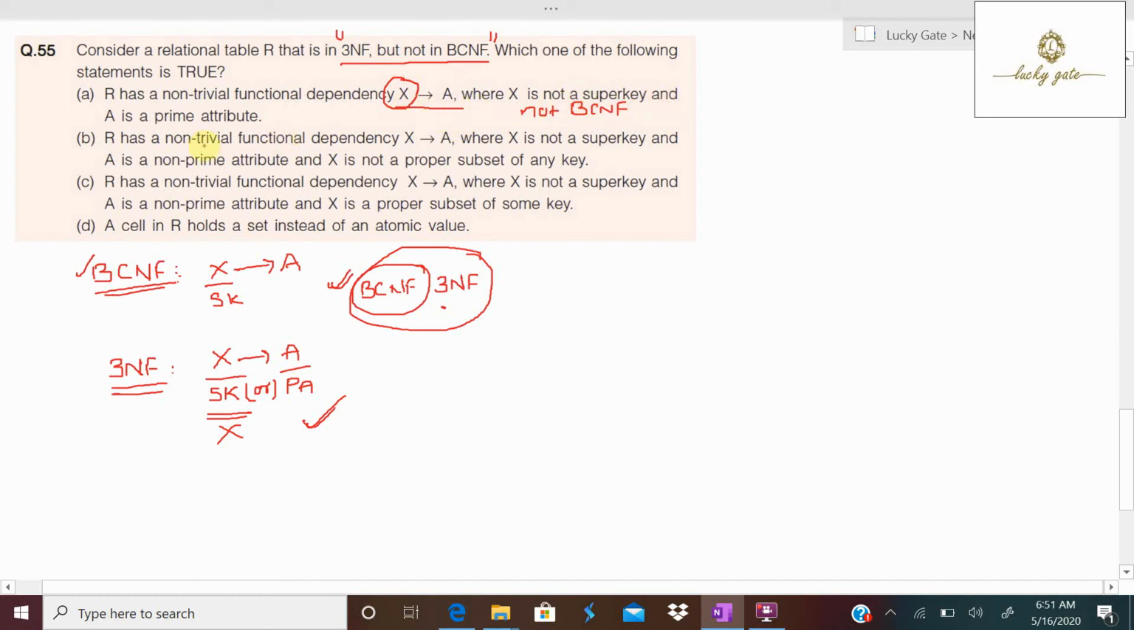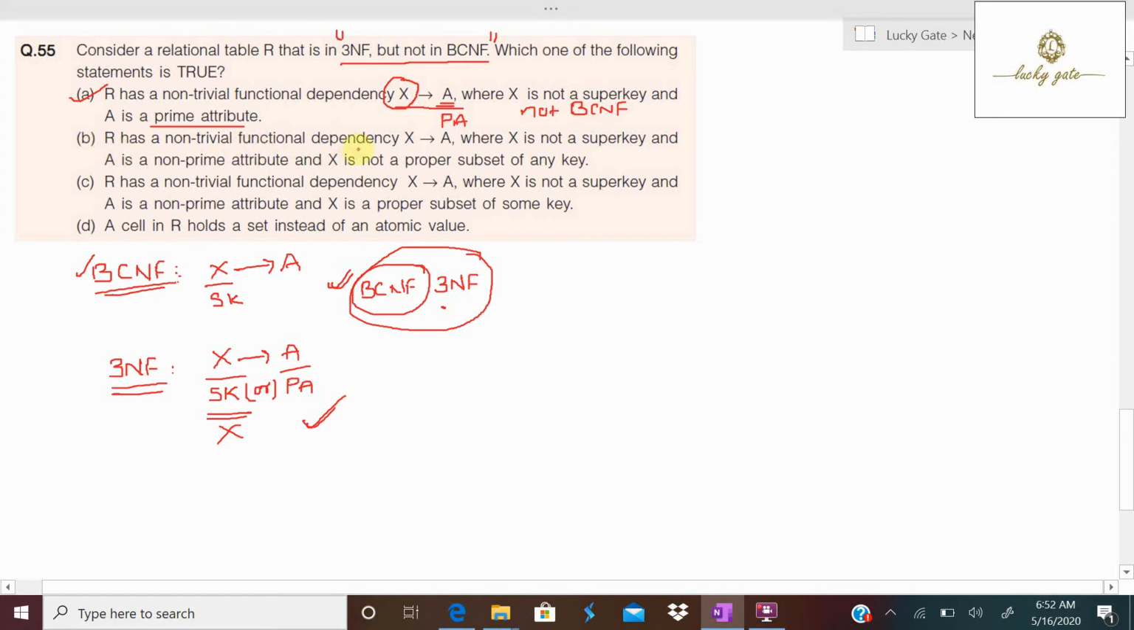And A is a prime attribute. Because the left hand side is not a super key but the right hand side is a prime attribute, we can say the dependency satisfies third normal form. Now I can say the answer for this question is option A, satisfying a non-trivial functional dependency that is in 3NF but not in BCNF. And we also check why the other options are wrong.